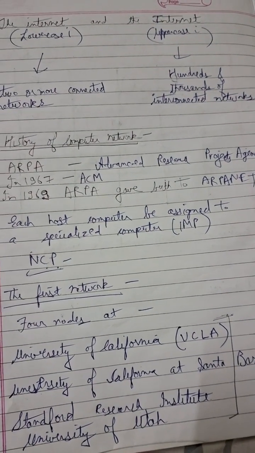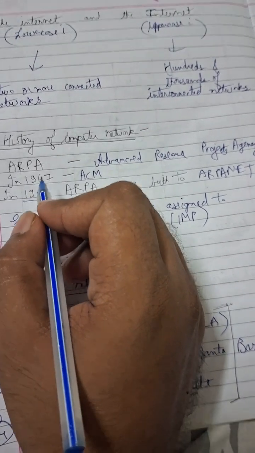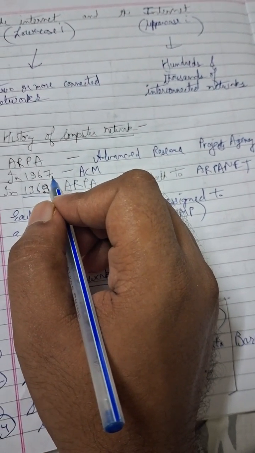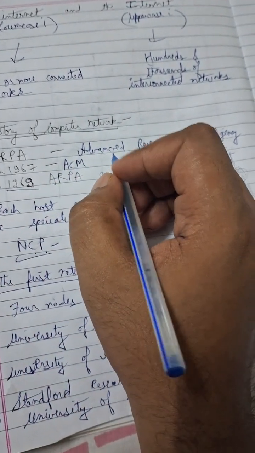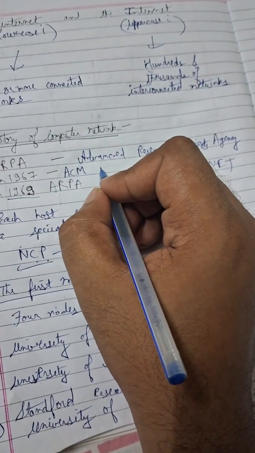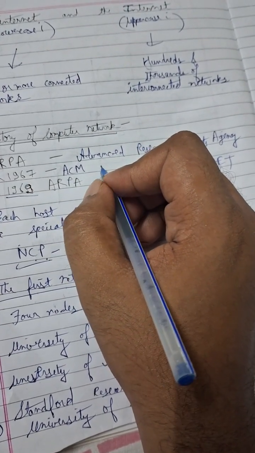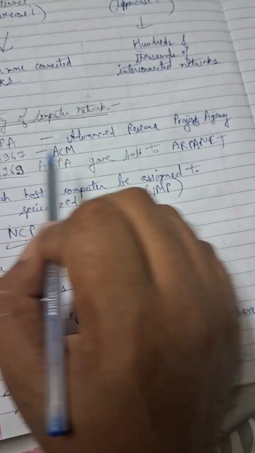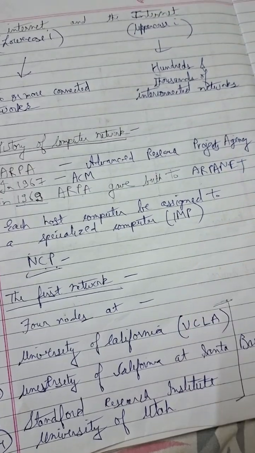ARPANET was first created in 1969. In 1963, ARPA was first thinking of forming a network, which became known as ARPANET. In 1967, a company called ACM gathered a meeting where the idea of ARPANET was discussed. And in 1969, ARPANET became a reality, and ARPA gave birth to ARPANET.